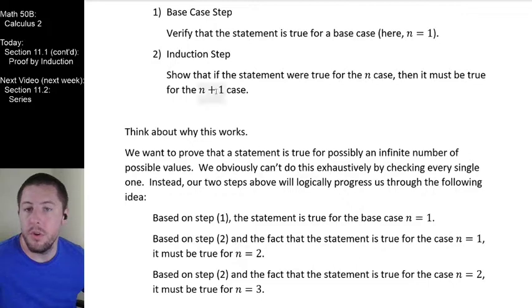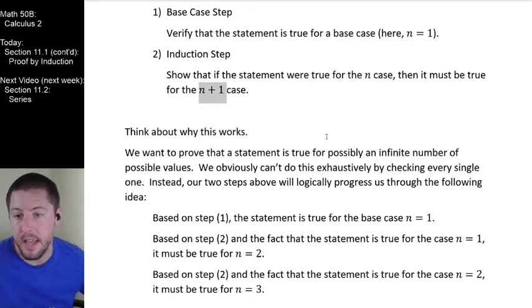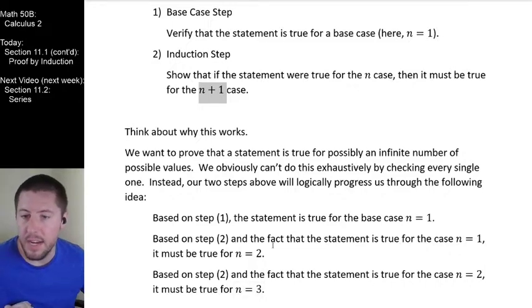So what we're really doing with this inductive step is we're saying, listen, I know that it's true for n equals 1. I'm going to then say, now that I know it's true for n equals 1, I want to use that piece of information to prove that it's true for when n is 2, right? The next n size. Then I have now proven that it's true for n equals 2. So now, based on step 2 and the fact that the statement is true for n equals 2, it therefore must be true for n equals 3, right?